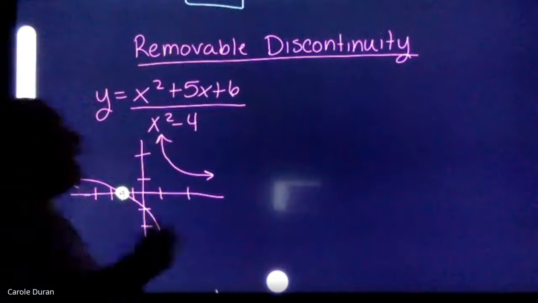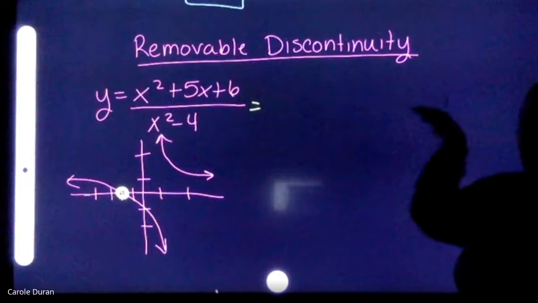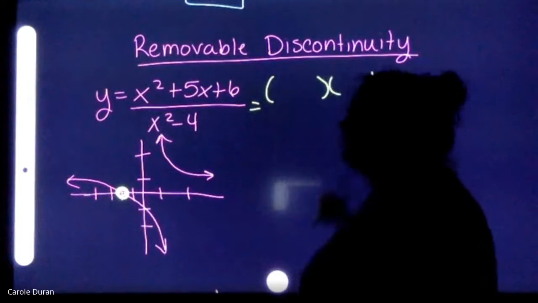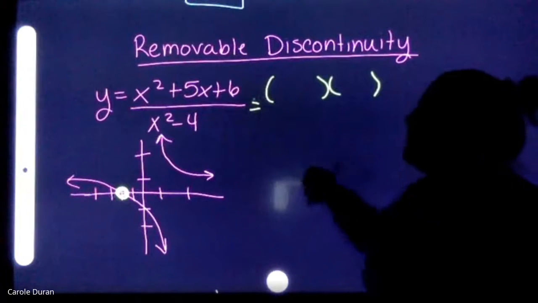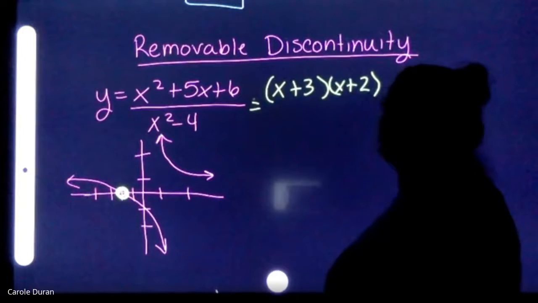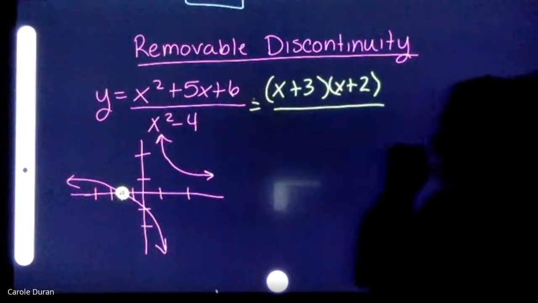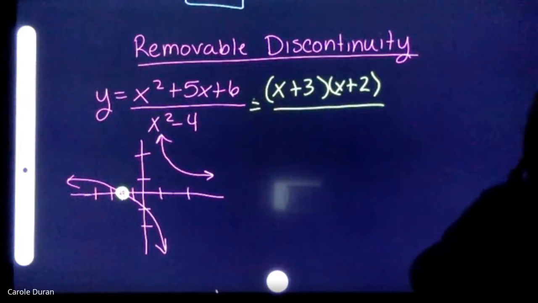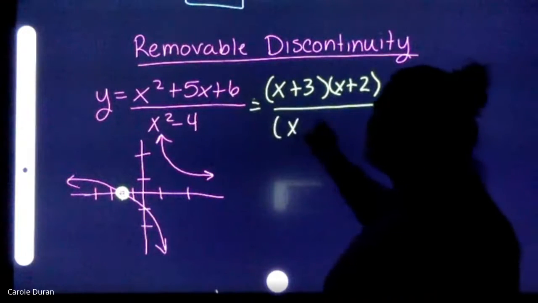Okay, so in order to find this removable discontinuity, I need to factor the numerator and I need to factor the denominator. So when I factor the numerator, I want two numbers that multiply together to get 6 and add to get 5. Well, that's clearly going to be 3 and 2. In my denominator, x squared minus 4 means I'm looking for two numbers that multiply to get a negative 4 and add to get a 0. And that's going to be x plus 2 and x minus 2.